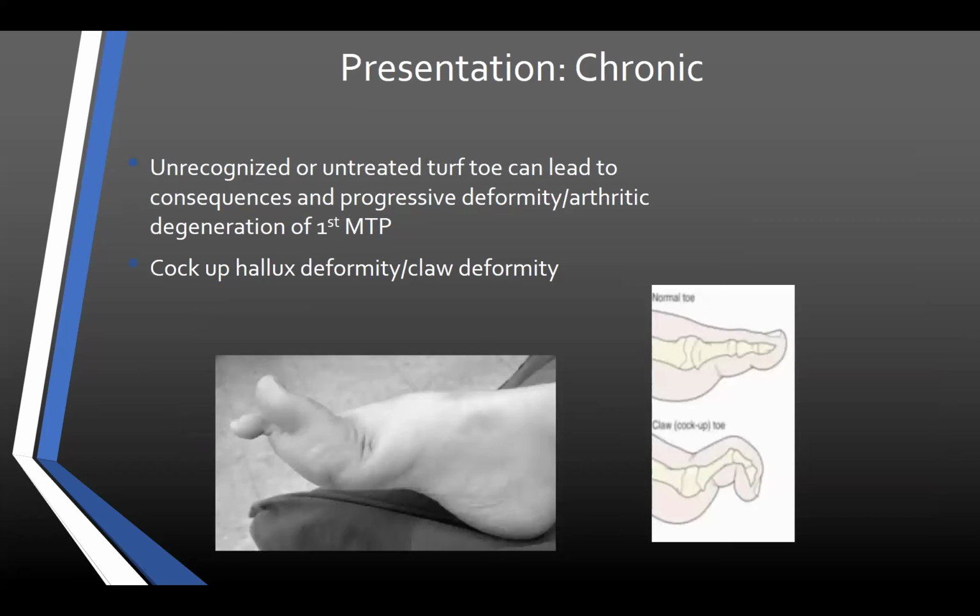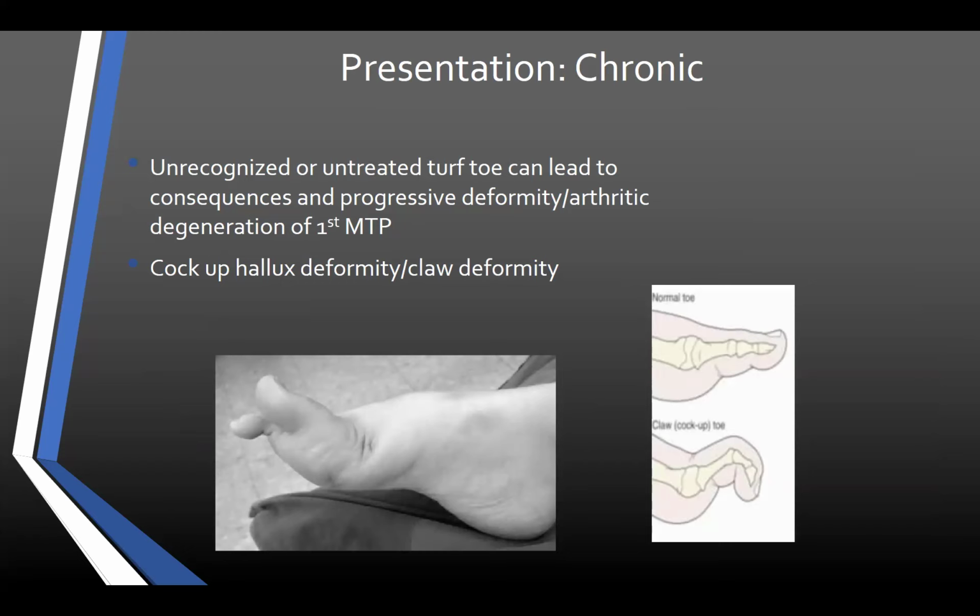One thing that we're going to note is the presentation of a chronic turf toe. Chronic turf toe often presents as injuries that patients may have sustained earlier, but that were missed or not really treated. But this, in a way, is an entirely separate problem, which we're not really going to go into in the confines of this talk.